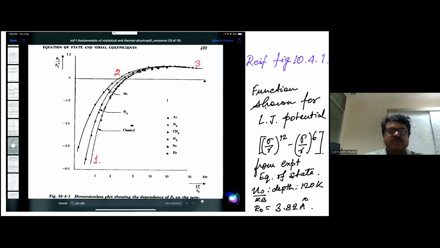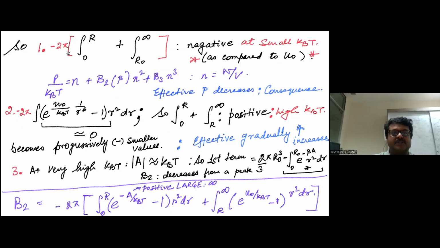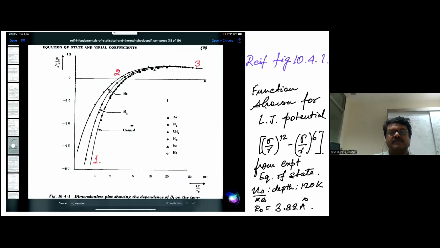So it shows that for low values of kBT compared to U0, the virial coefficient B2, normalized by R0 cubed, is negative, but it gradually increases and becomes positive, and note thereafter in region 3. So this was region 1, second is region 2, it is positive and its value is increasing.